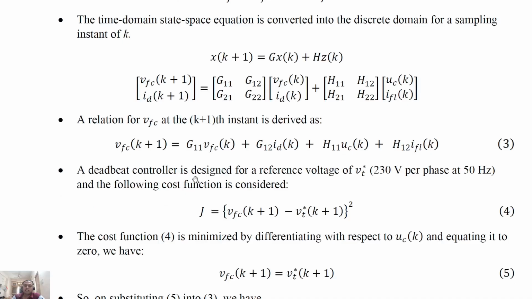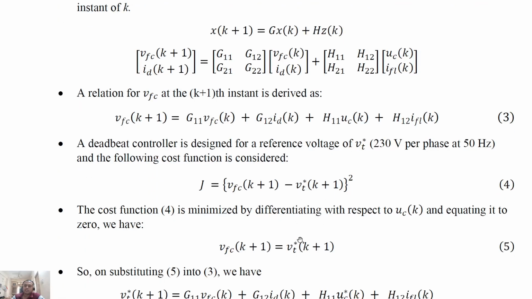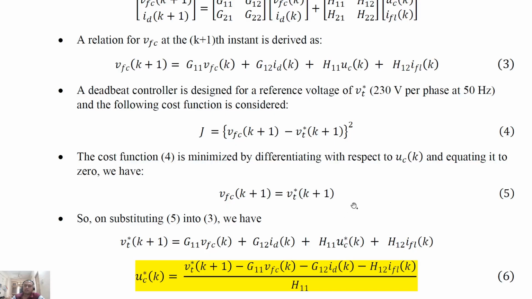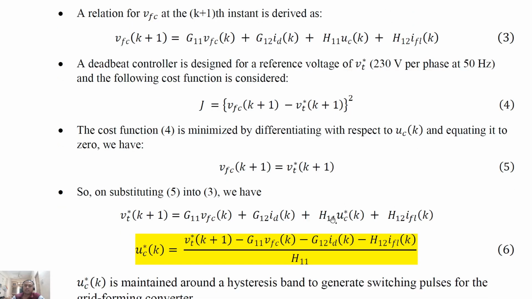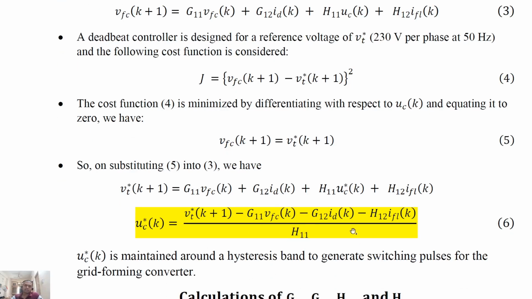And we need to design the deadbeat controller for a reference voltage VT* of 30 volt per phase at 50 hertz. For that we need to consider the following cost function, which is multiplied by 4. This cost function needs to be minimized by differentiating with respect to UC(k) and equating to 0. On substituting the fifth equation into 3, you will finally get this expression, and in the simulation we have implemented this equation only, that is equation number 6.